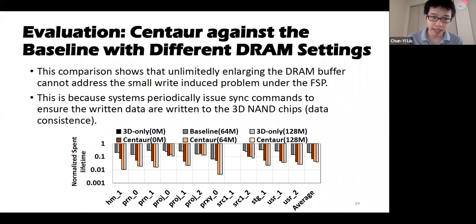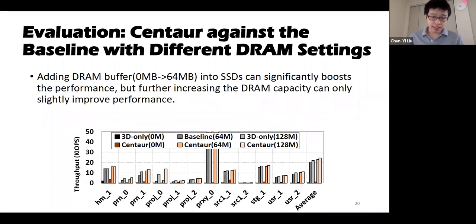As we mentioned before, one might think that a DRAM buffer can help mitigate all kinds of these small-write-induced problems. Here we show that this is not true. The system will periodically issue the sync operation to force the data to be written from the DRAM buffer to the 3D NAND. So as you can see here, our Centaur can still improve the lifetime significantly. For the performance part, increasing from 0 megabytes to 64 megabytes, the DRAM buffer can significantly improve the performance. However, further increasing the DRAM buffer cannot improve the performance anymore because of the sync command. However, Centaur can further increase the performance compared to the one without our proposal.